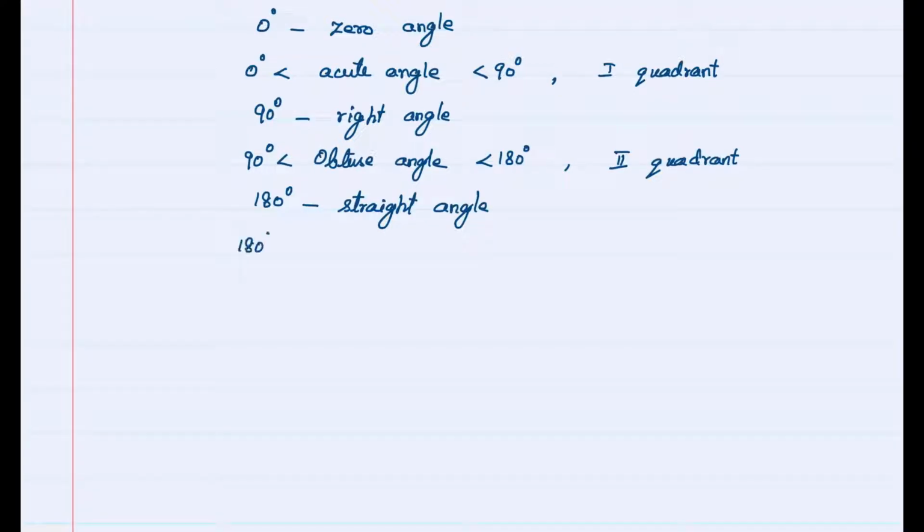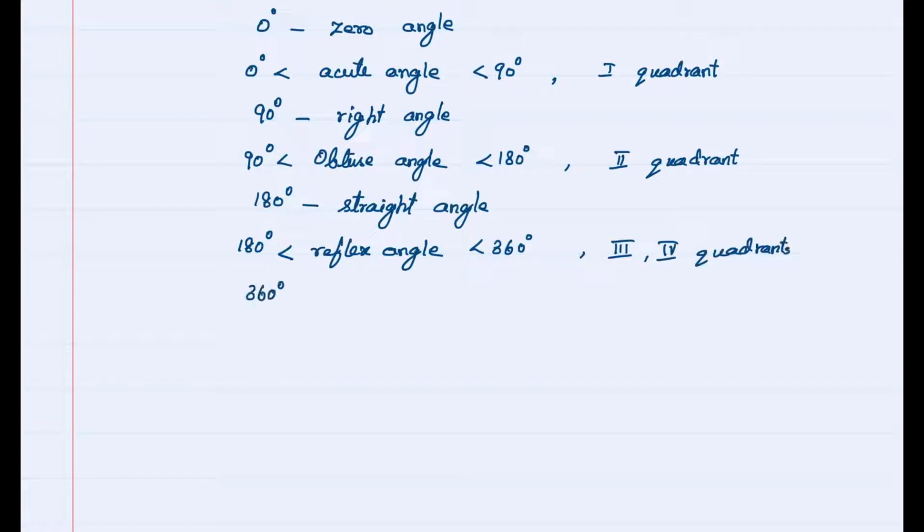And if the angle is between 180 degrees and 360 degrees, it is called a reflex angle. And this will be in the third or in the fourth quadrants. And 360 degrees is called a complete angle. A complete angle represents 360 degrees because a circle is divided into 360 equal parts. Each part represents 1 degree.